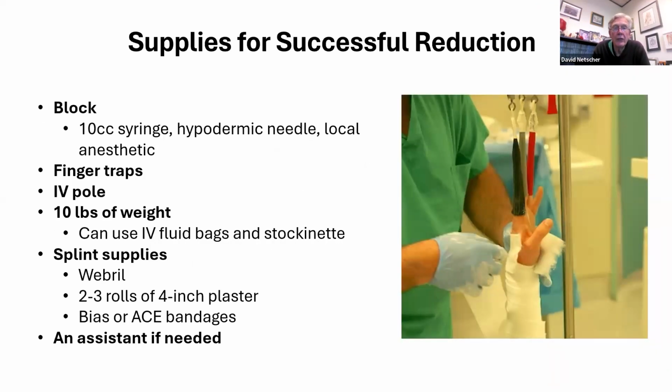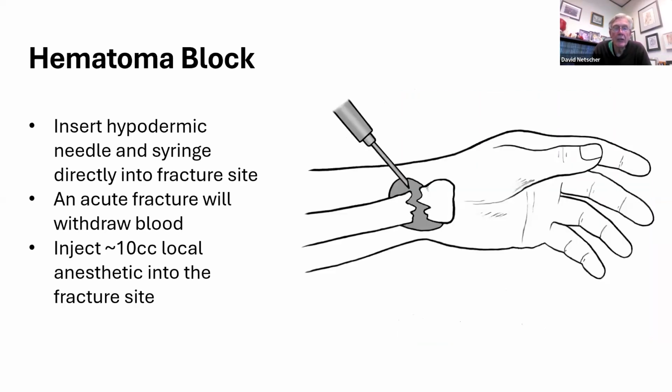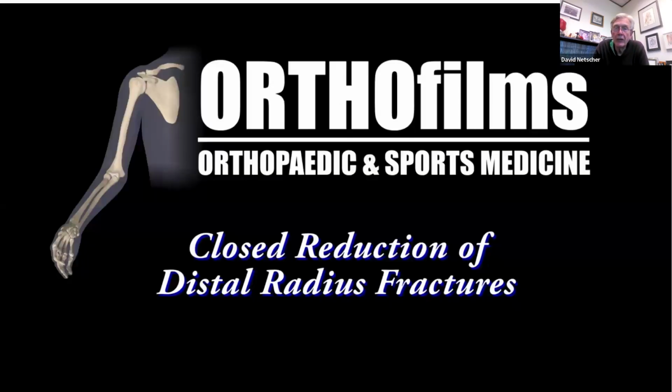So the supplies for a successful reduction, you need a 10 cc syringe and your hypodermic needle, finger traps, IV pole, and 10 pounds of weight. And you can even use IV fluid bags if you need to. Then you need your splint supplies, web roll, rolls of plaster and bias, and ace bandages. So the hematoma block, you insert the hypodermic needle and syringe directly into the fracture site. If it's an acute fracture, you know that you're there because when you withdraw, you'll have blood in your syringe, and then you inject 10 cc's of local anesthetic right into the fracture site.